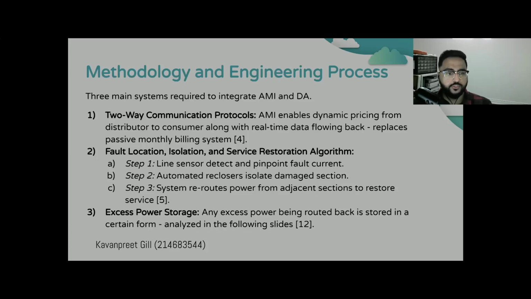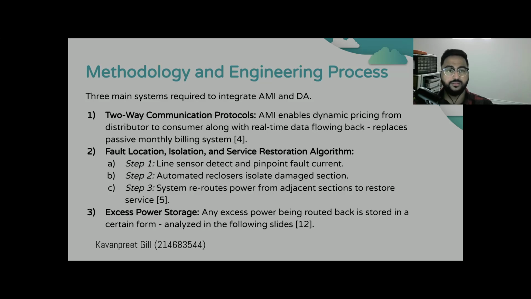Let's talk about the methodology and engineering process. Integrating AMI and DA requires three core systems working together. Firstly, two-way communication protocols. AMI replaces the old passive billing model by enabling dynamic pricing during peak hours through bidirectional communication from consumer to distributor and vice versa. Secondly, an automated fault response algorithm will be implemented.